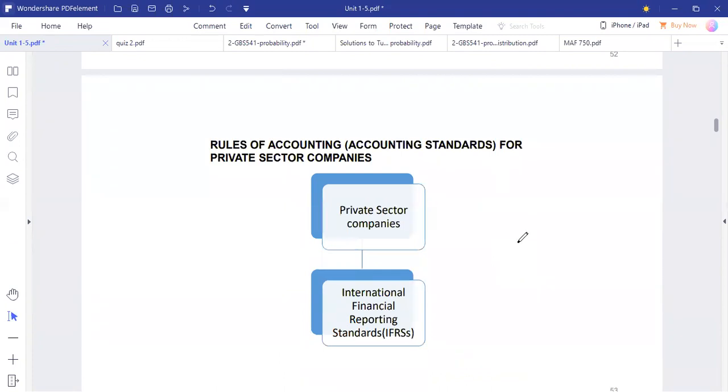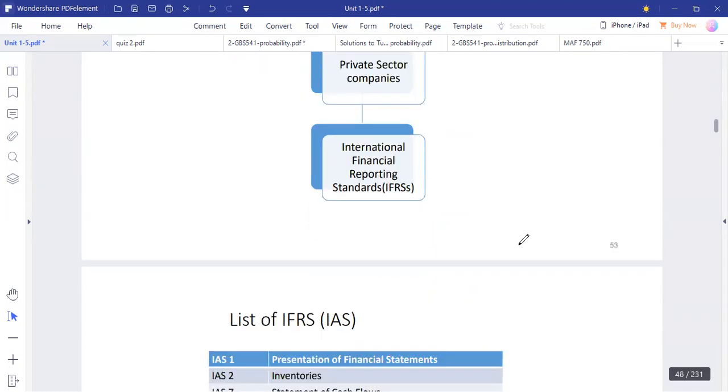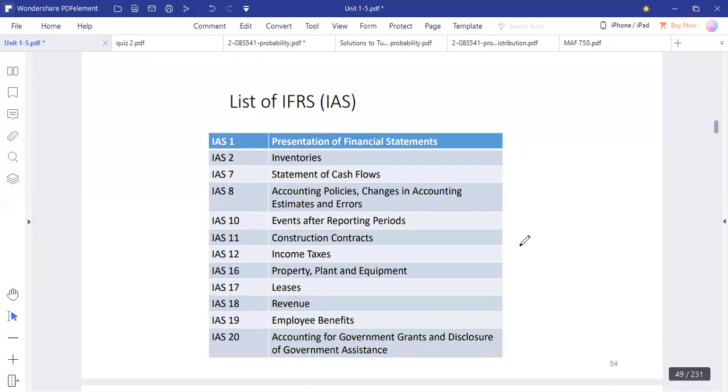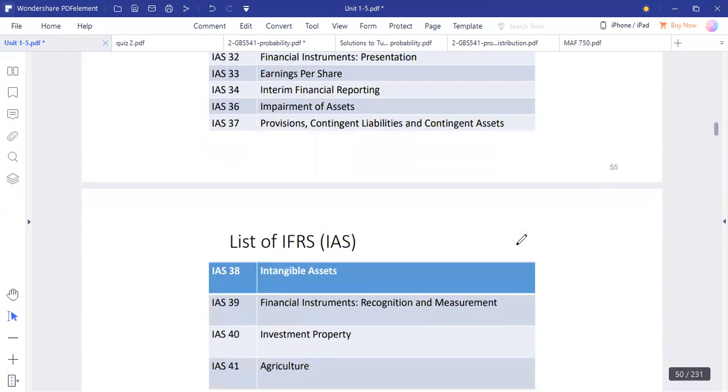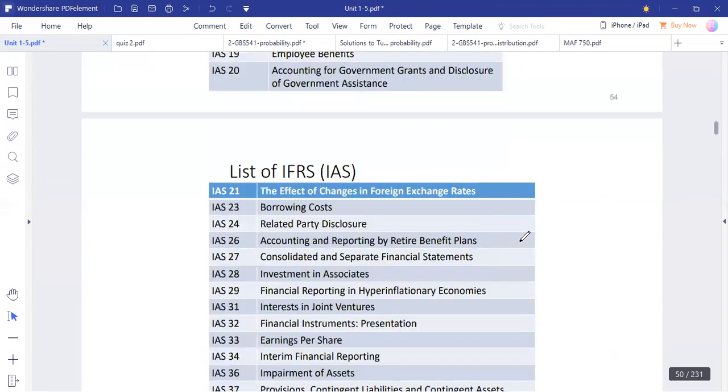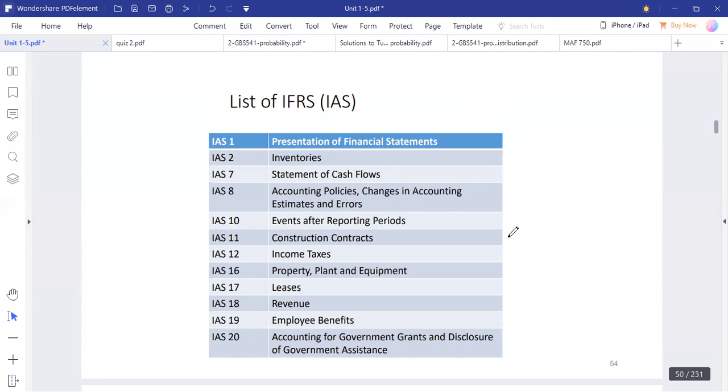When we look at the private sector, which is governed by the International Financial Reporting Standards, here is the list of them. So these ones are listed from 1 to 20, down to 7, and to 41. Depending on the sector that you are in, the standards that you need to follow. IAS 1, in short, governs the presentation of financial statements. IAS 2, inventory. IAS 7, the cash flow statement. IAS 8 looks at the accounting policies, changes in accounting estimates and errors.